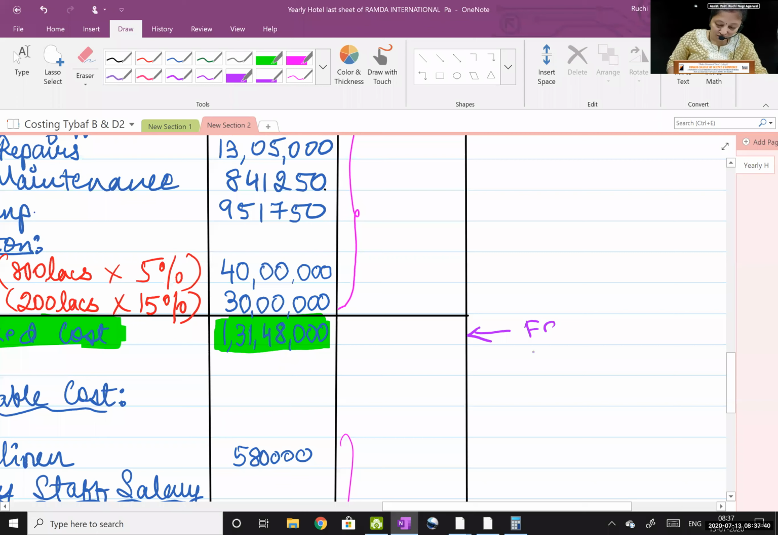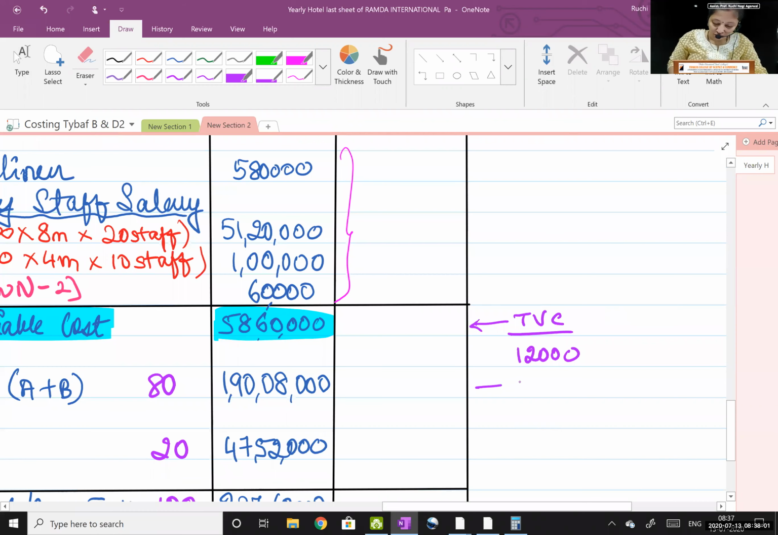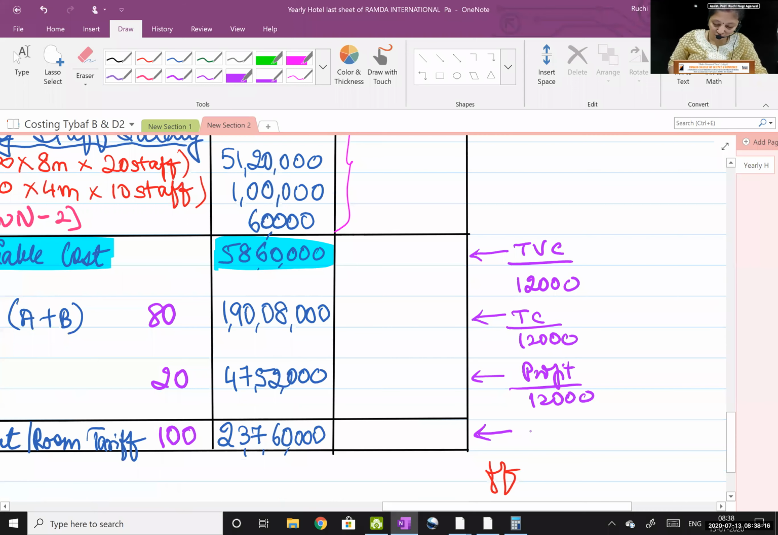Your total fixed cost divided by 12,000 room days. Then calculate your cost per unit for variable cost. Your total variable cost divided by 12,000. Correct? So go on like this. Your total cost divided by 12,000. Profit divided by 12,000. Same way, your revenue, that is your room rent or room tariff, divided by 12,000.